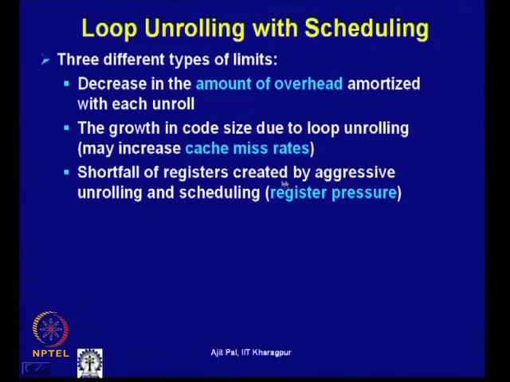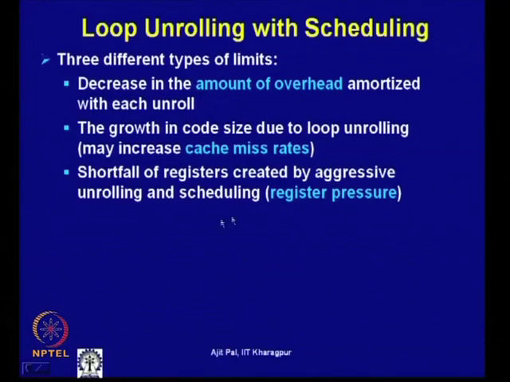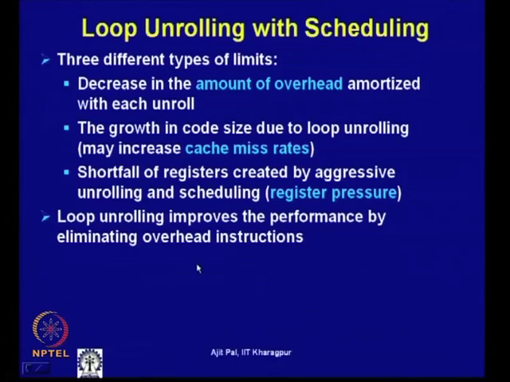Third is the shortfall of registers created by aggressive unrolling and scheduling. We have seen we are using additional registers for each unrolled code to avoid various types of constraints. Whenever we are doing so, a point will be reached where we may not have any further register available. As the unrolling is done, there will be a shortfall of registers. This is known as register pressure. So, this will again limit loop unrolling.